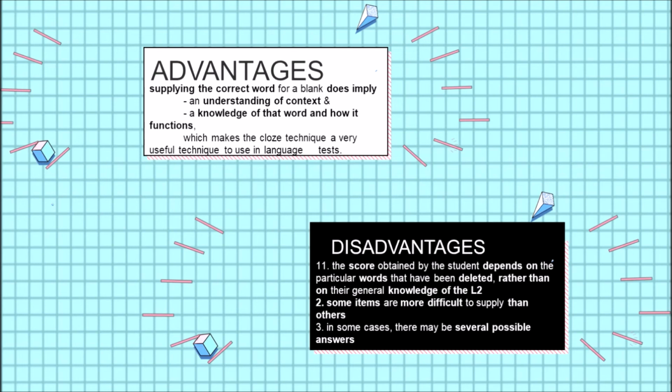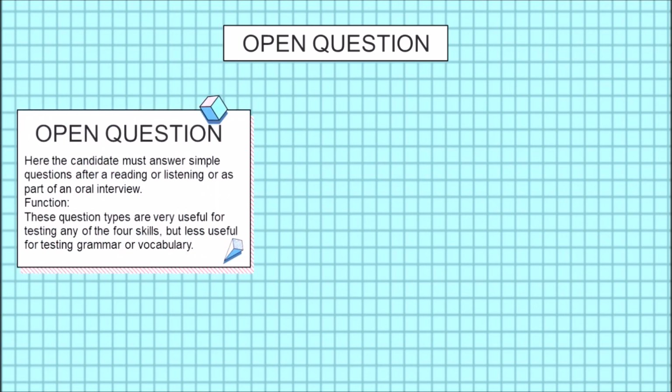Second one is some items are more difficult to supply than others. Then in some cases, there may be several possible answers. Next is open questions or short questions. Here the candidate must answer simple questions after reading or listening or as part of an oral interview.